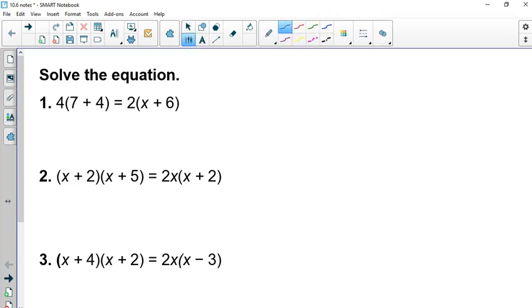Okay, just a quick review on multiplication. So, on number 1, we just have a straight distribution problem. So you're going to send the 4 in and the 2 in, but remember, send it into both.